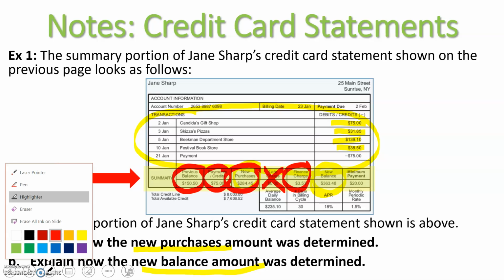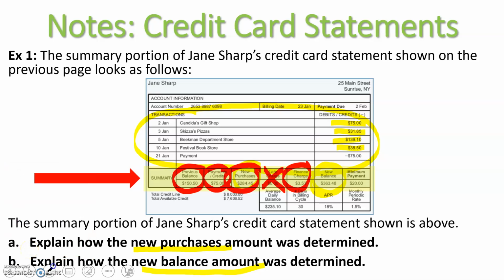Well, let's think about what would happen mathematically speaking, right? We know that the previous balance will be what we start with. And if we make a payment, that amount of money is being removed. So we're going to subtract: $150.50 minus the 75. Now, when we make new purchases, that means we owe more money, so we're going to add this amount on. There are no late charges, so we're going to skip that. And with the finance charge, that means we owe more money, so we're going to put a plus. If I do these calculations, I should in fact get the new balance. Let's check.